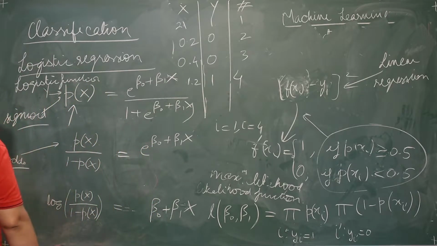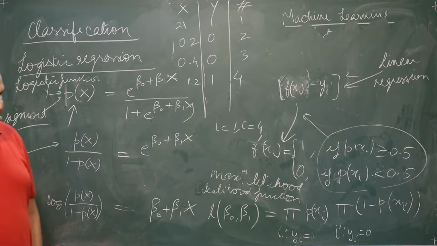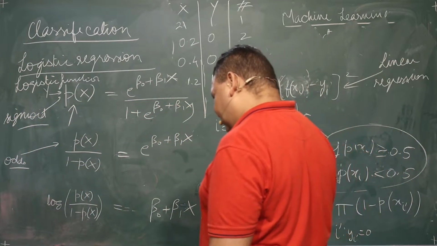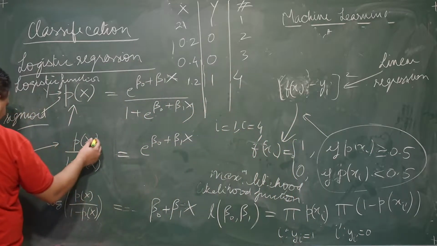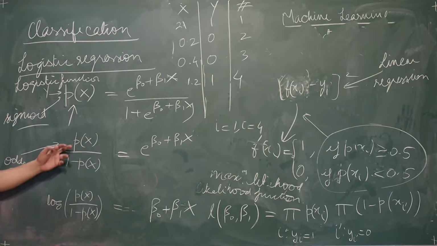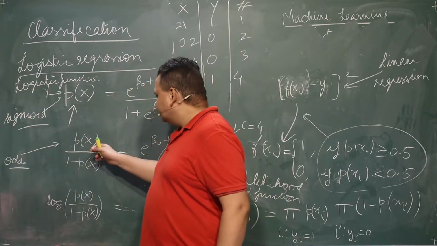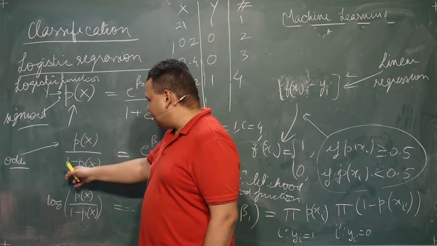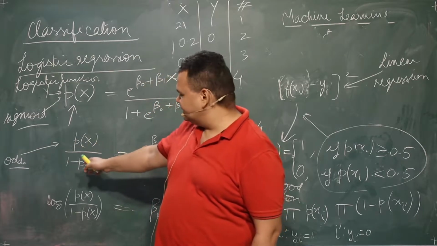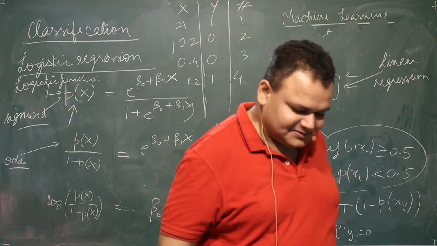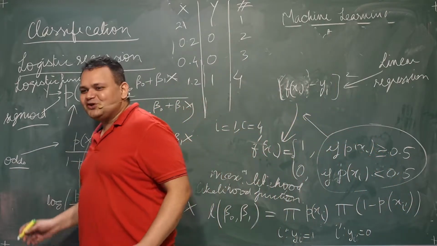Okay, then we'll continue from where we were discussing in the last class. I forgot to tell one thing. Define this particular quantity. So this is called the odds of something happening. If you look at the formula here, it is probability of x divided by 1 minus probability of x. So what is it? Odds of something happening.